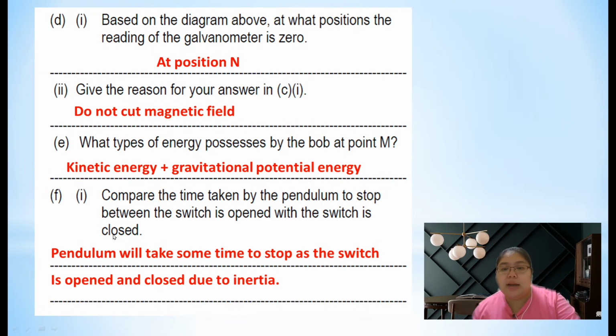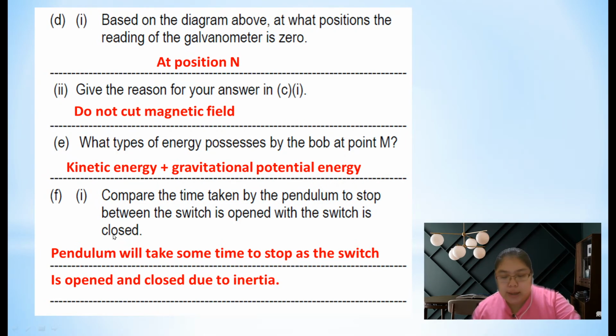Then the angle becomes smaller, smaller and smaller. So if I'm using the hand to swing, it cannot produce a constant angle. The second round is already a smaller angle, the third round smaller some more. So that means if I'm using the switch to open and close, I find that the pendulum's time to stop should be longer.